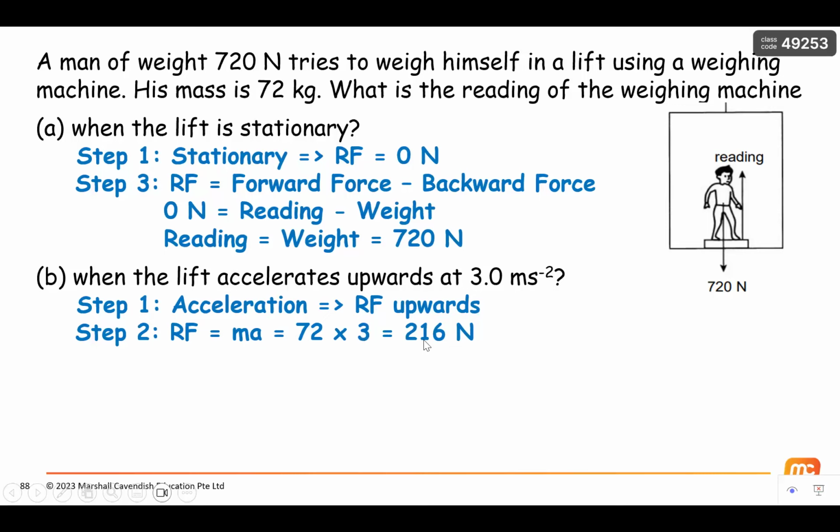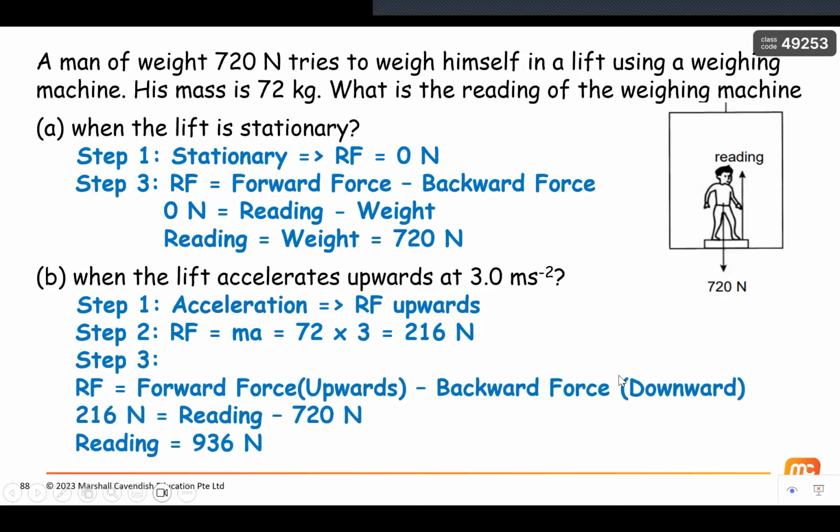But I do not want to find the resultant force. I want to find the individual force, which is the reading, the contact force. So again, I apply step number 3, resultant force equals to forward force minus backwards force. In this case, because the lift is moving up, the motion is up, so the forward force is upwards. So the reading is the forward force minus 720 newtons, the downwards force. I get my resultant force, which is 216 newtons. And then I'm supposed to find the reading. So the reading will be 936 newtons.